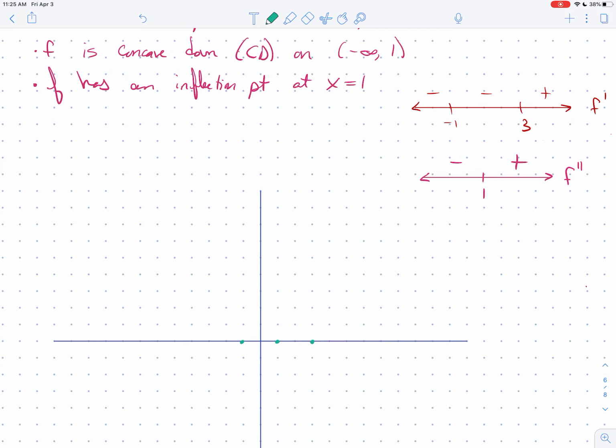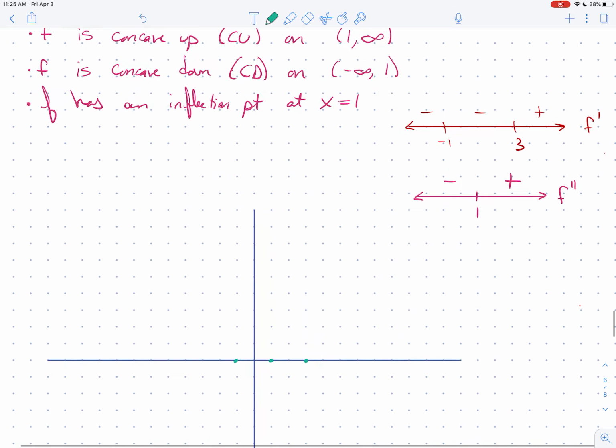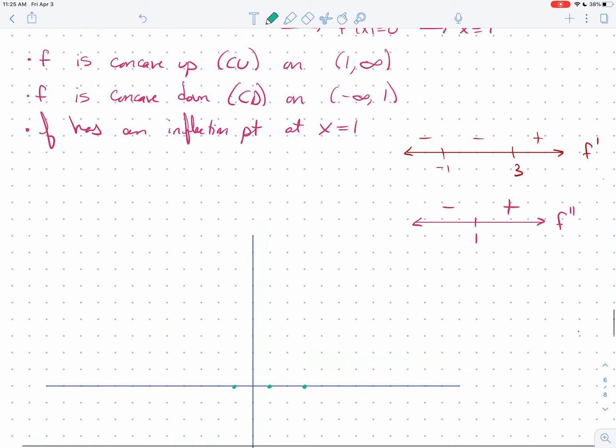Now, for me to be able to actually use this information, I've got to have the corresponding f values. I have to have the corresponding y value when I plug those points in.